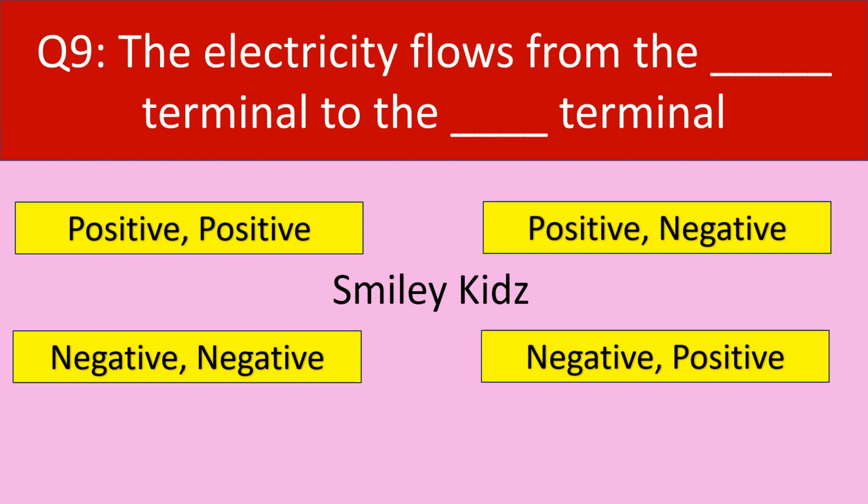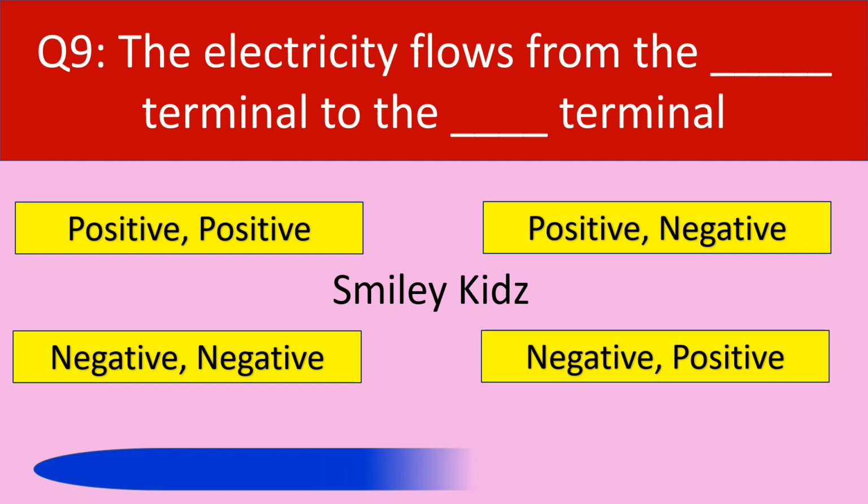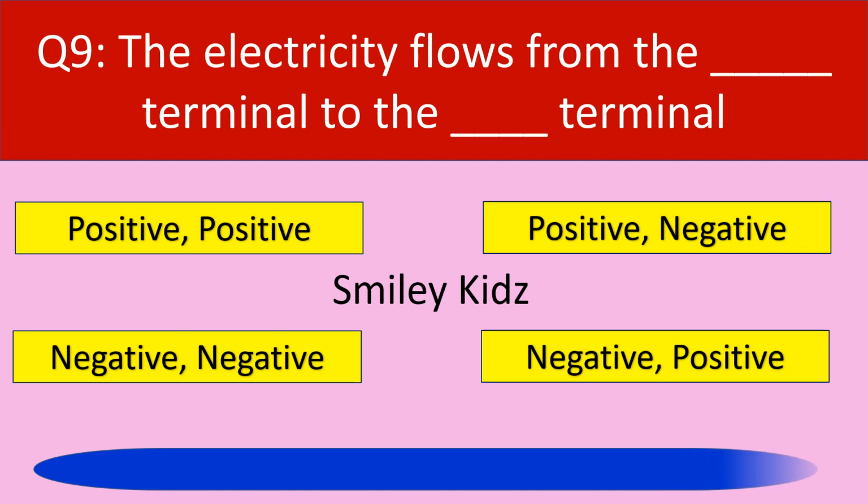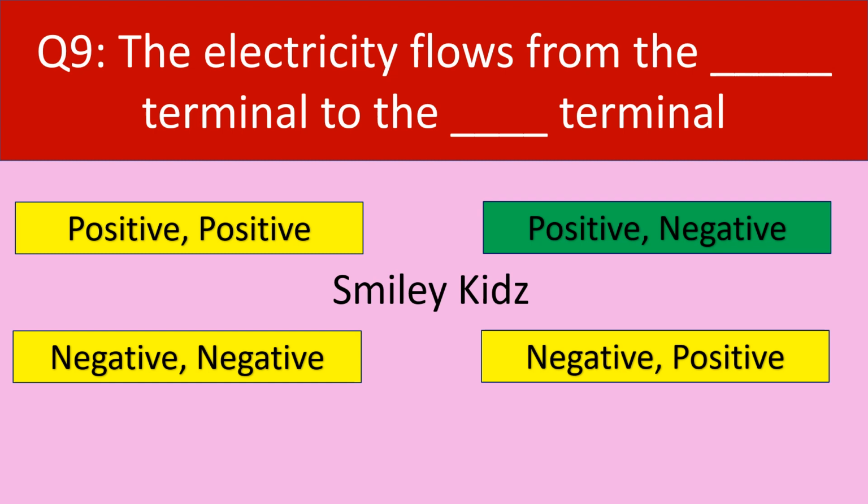Question number 9. The electricity flows from the dash terminal to the dash terminal. Options are positive to positive, positive to negative, negative to negative, negative to positive. Your time starts now. Your time is up. The correct answer is positive to negative. The electricity flows from the positive terminal to the negative terminal.